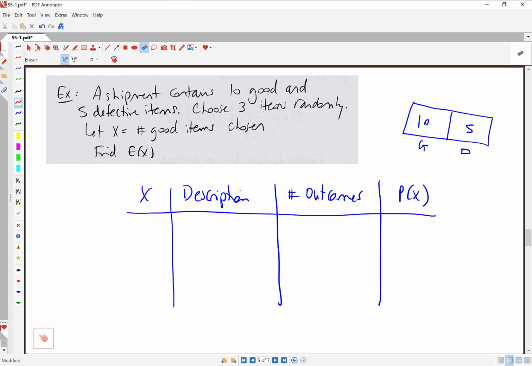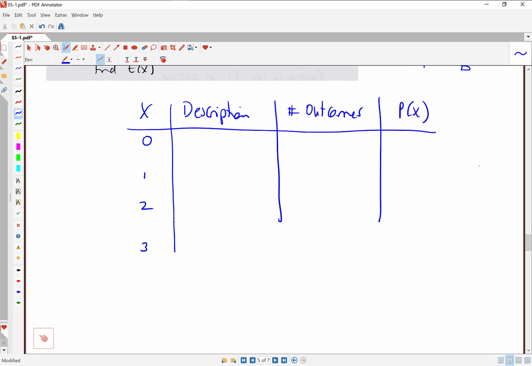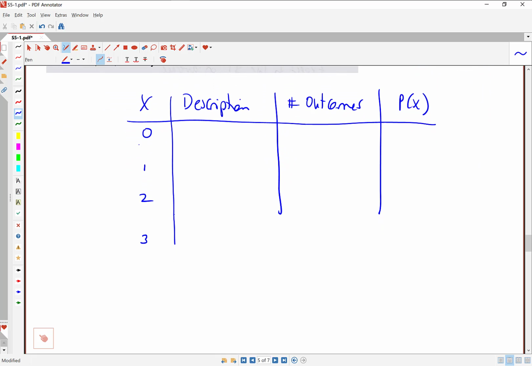Well, if we're choosing 3 items in total, and X is the number of good items chosen, then X could be 0, 1, 2, or 3. Since we're only choosing 3 items, we can't end up with more than 3 good items, but we could end up with as few as 0 good items. Okay, so I'll write X equals number of good, just so we know what we're talking about here.